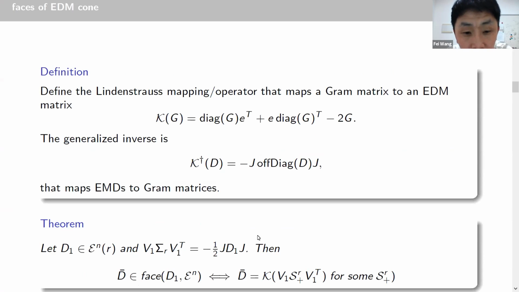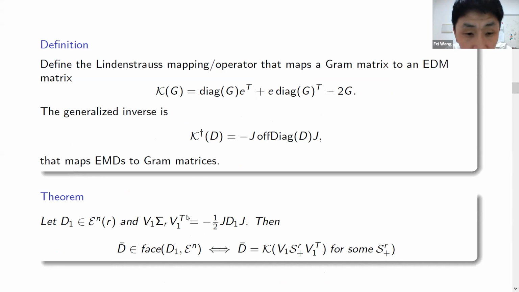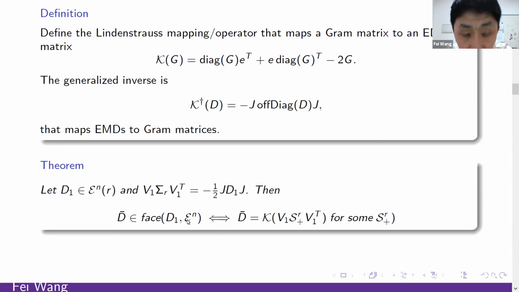We can actually characterize the faces of the EDM cone using the faces of the PSD cone. We define this Lindenstrauss mapping, the operator that maps a Gram matrix to an EDM matrix. Its inverse is K dagger, which maps an EDM to a Gram matrix. Another theorem says that if D bar is in the face of D1 of the EDM cone, then D bar is equal to K of V1 S plus R V1 transpose for some S plus R. This V1 S plus R V1 transpose is a face of the PSD cone, so it maps a face of the PSD cone to a face of the EDM cone.